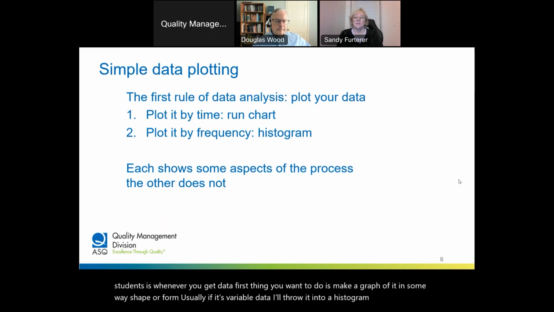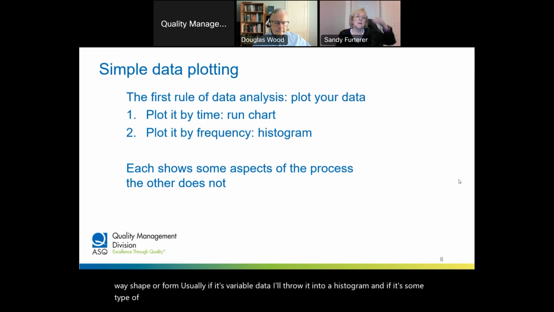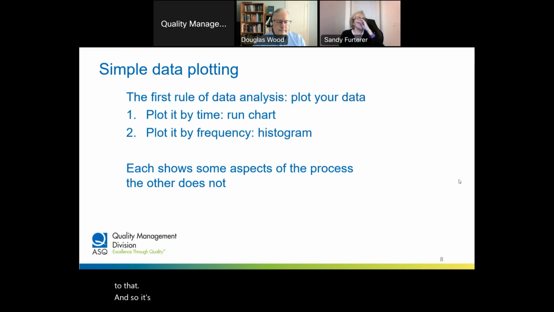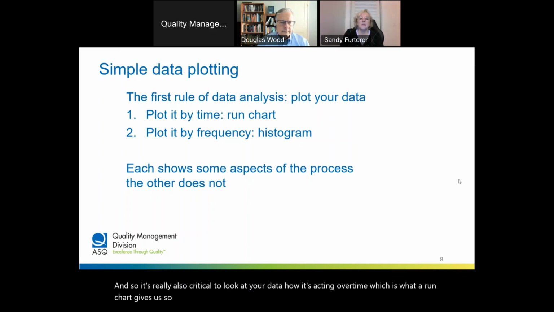And if it's some type of categorical data, maybe into a bar chart or a Pareto chart, if there's some type of order to that. And so it's really also critical to look at your data, how it's acting over time, which is what a run chart gives us. So these aspects will help us to better understand the process.